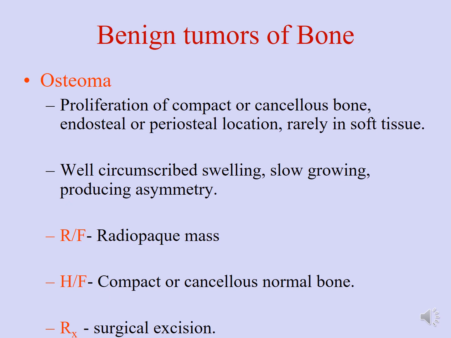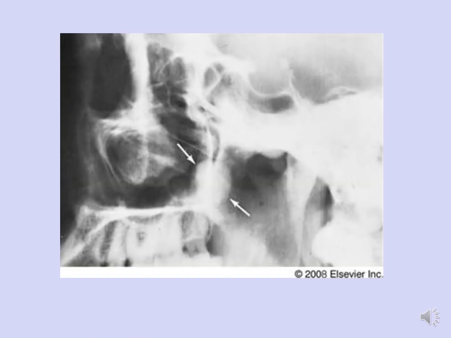Histopathologically, you'll see compact or cancellous bone, which is normal bone. It's basically overgrowth of normal bone. So once you surgically excise these lesions, they do not recur. This is an example here of an osteoma in the maxilla.